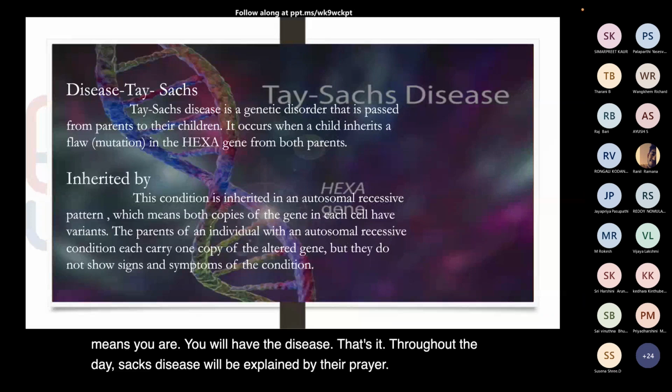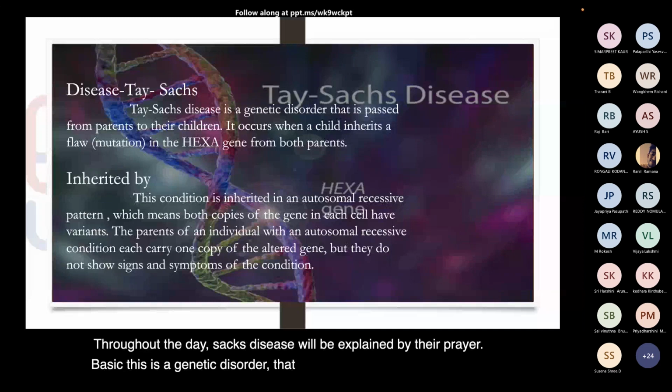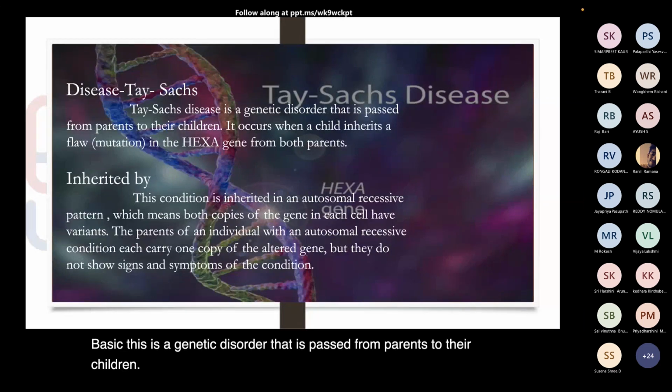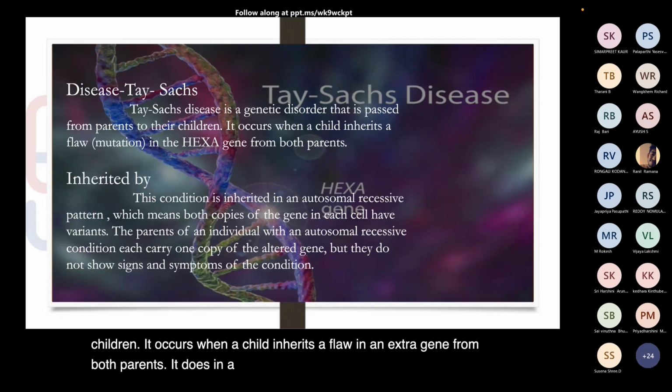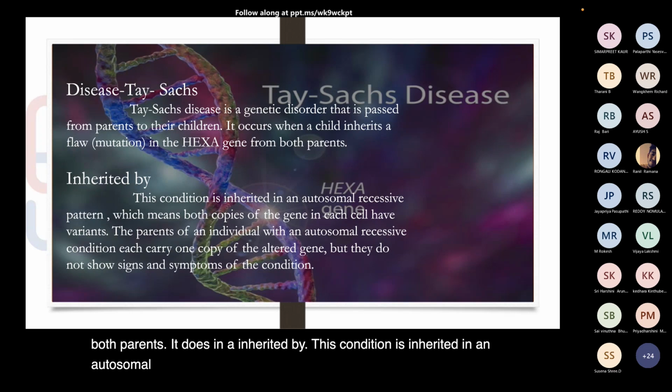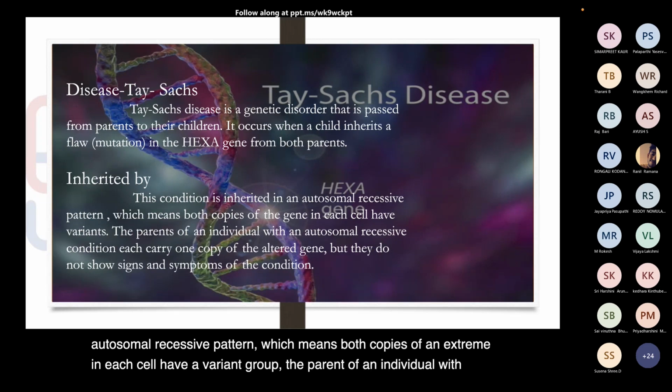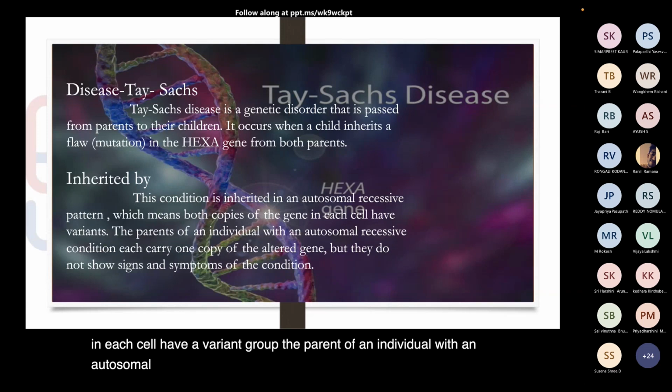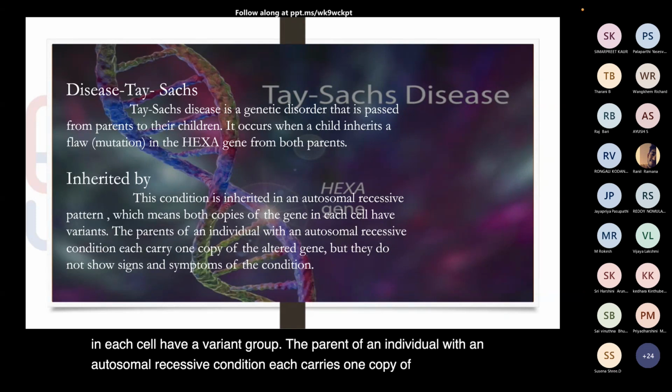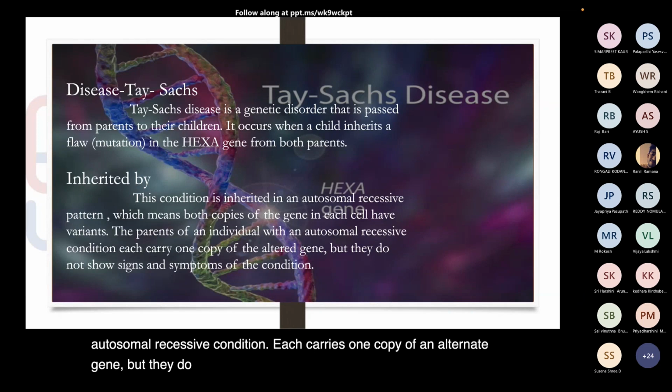Tay-Sachs disease. Tay-Sachs disease is a genetic disorder that is passed from parents to their children. It occurs when a child inherits a flaw in an EXA gene from both parents. This condition is inherited in an autosomal recessive pattern, which means both copies of a gene in each cell have a variant. The parents of an individual with an autosomal recessive condition each carry one copy of an altered gene, but they do not show the signs and symptoms of the condition.